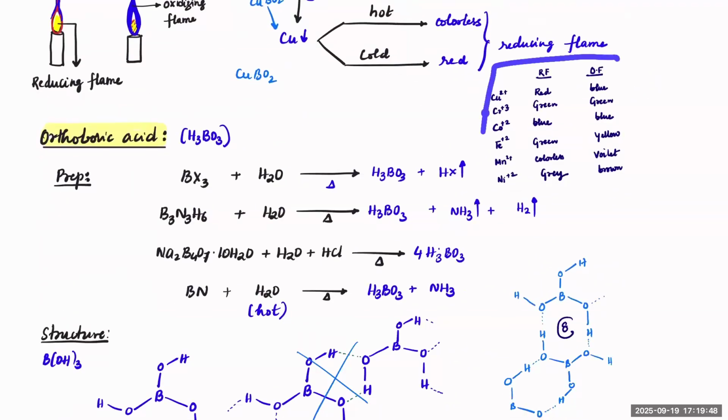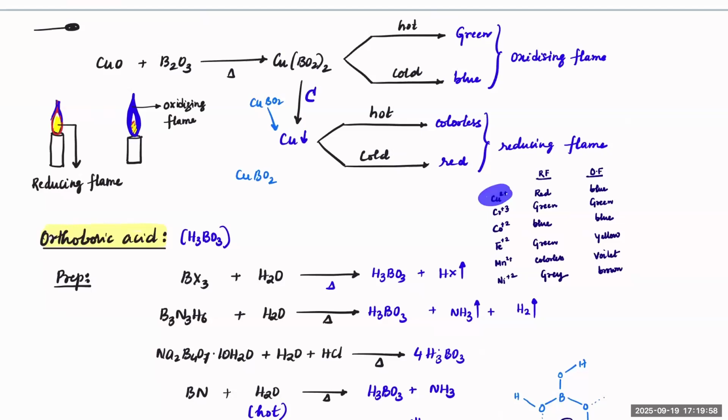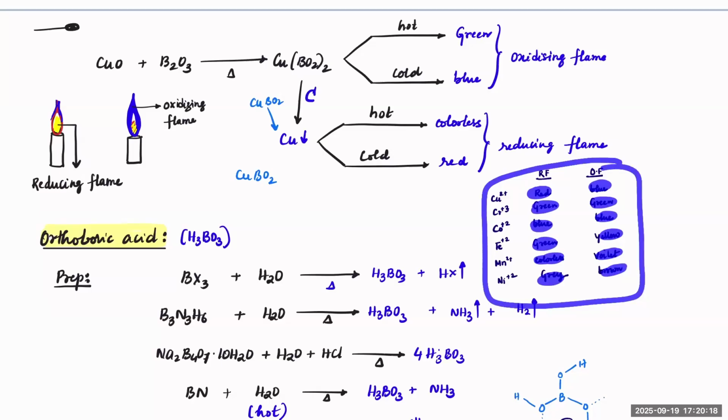And these are the compounds from the borax bead test, just to revise you immediately, I mean, from salt analysis. If you want to revise, just check it out. Copper 2 plus, reducing flame. Usually, always check what the color is when it is cold. So when it is cold, red. When it is cold, blue. Chromium, it is always green. Cobalt, it is blue. Iron, green and yellow. Manganese, colorless and violet. Nickel, gray and brown. So these are the colors we need.